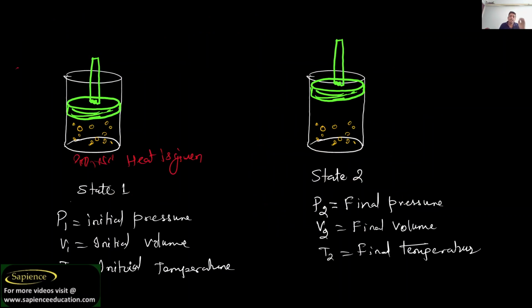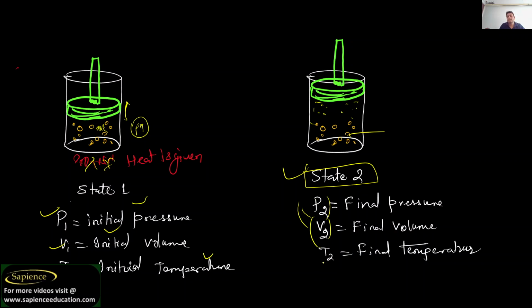Now I am talking about state 1. State 1 has initial pressure P1, initial volume V1, and initial temperature T1. Now as we heat, the gas will gain energy and it will try to expand. It may happen that there is an increase in pressure, but we are not aware of this. So suppose there is a state 2. At state 2, pressure will be P2, volume will be V2, and temperature will be T2. So these are the final pressure, final volume, and final temperature.